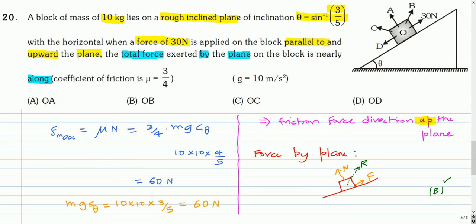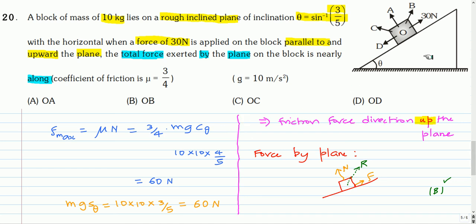This is the next question. A block of mass 10 kg lies on a rough inclined plane of inclination theta equal to sin inverse 3 by 5 with the horizontal, when a force of 30 Newton is applied to the block parallel to and upward to the plane. So a force of 30 Newton is applied parallel to this plane. The total force exerted by the plane on the block is nearly along which direction? We have to find the direction.